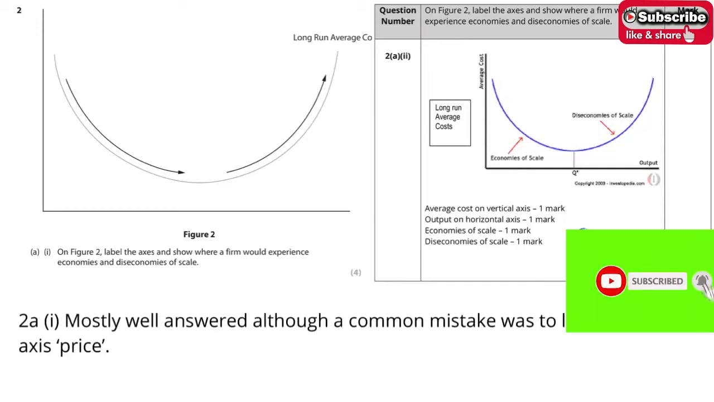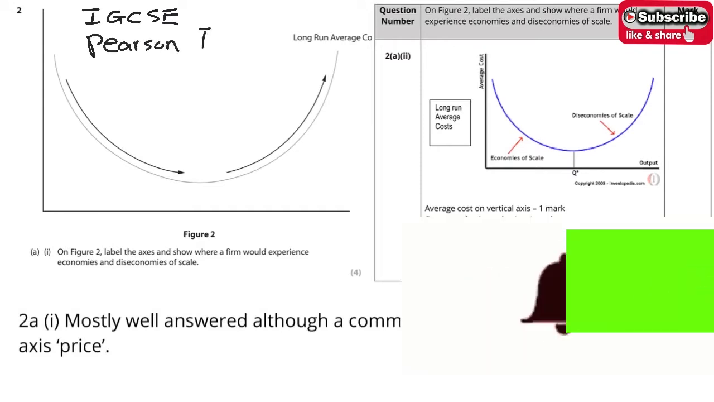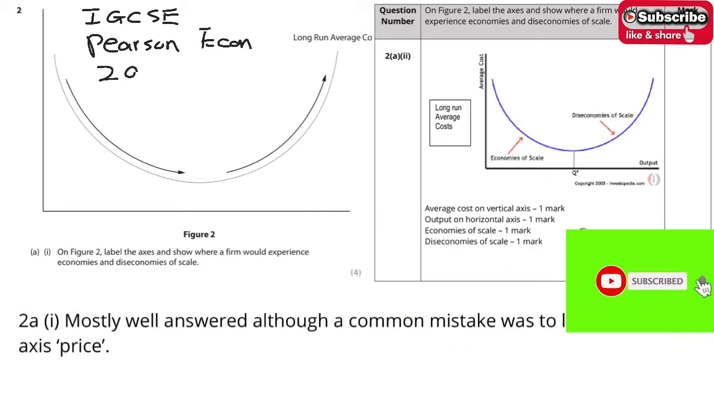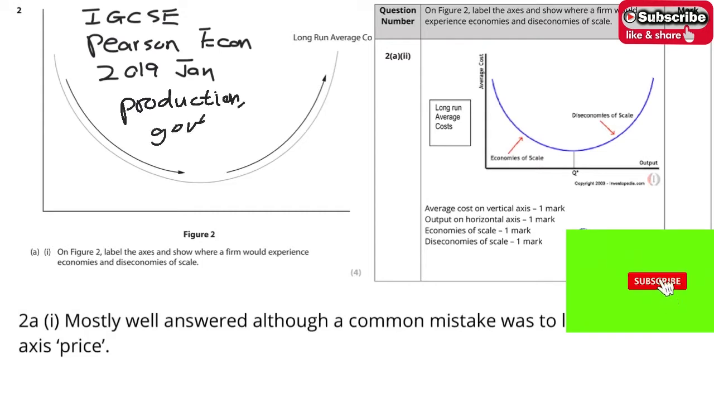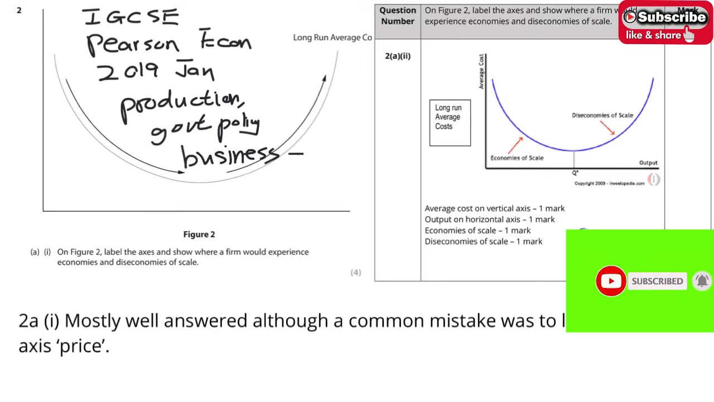Now, in this video, we are going to talk about the GCSE Pearson Economics. This paper is taken from the 2019 January section. Today we will focus on production, government policy, and also business operations. So these will be our focus for today and the topic.